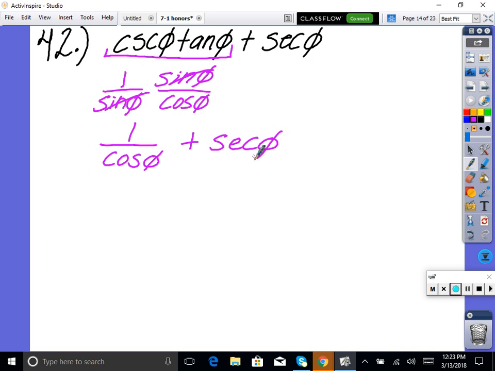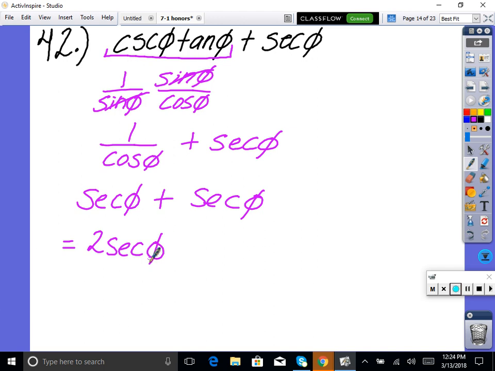Now how I did this in first hour differed to second hour, and now I'm in third hour. I'm curious as to both were correct. Does anyone see where they would want to go next? Yeah. 1 over cosine is secant. Do you see why he's doing that? Okay, true. So this is secant phi plus secant phi, which is 2 secant phi's, which is 1 term. This had 2 up here, and it looks pretty good to me. Good stuff. We're doing good.